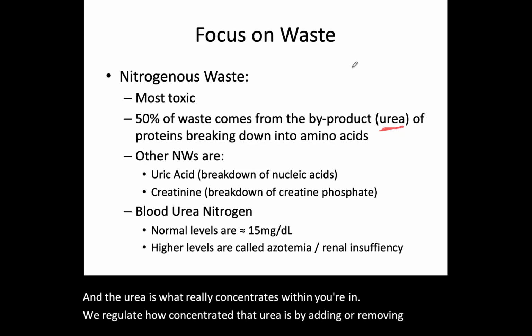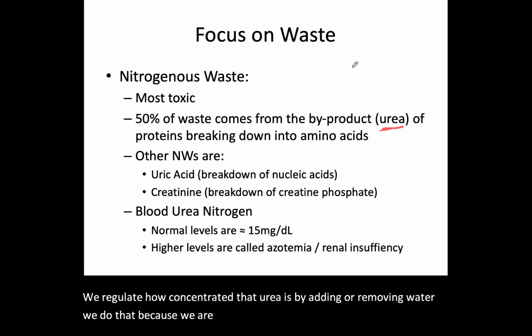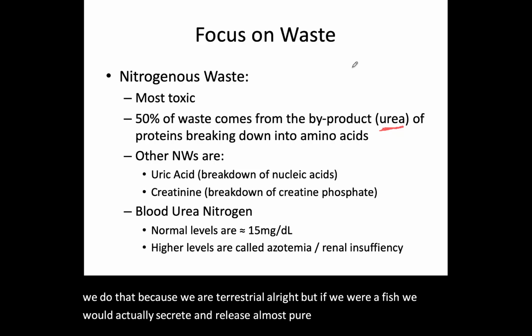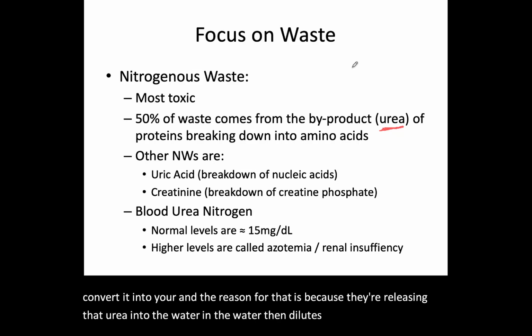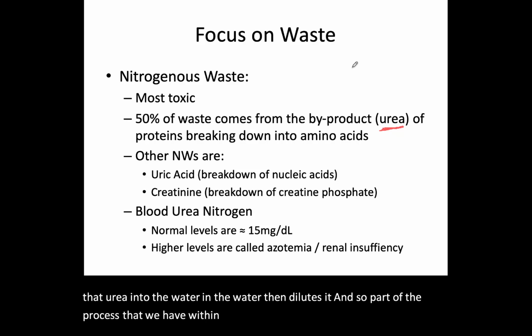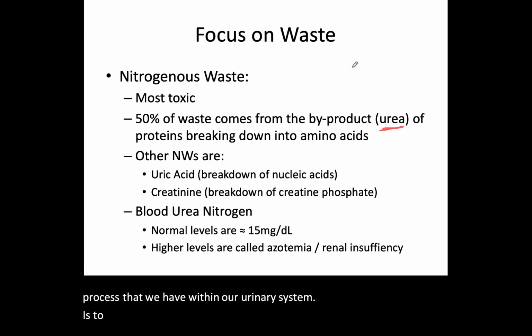We do that because we are terrestrial. All right. But if we were a fish, we would actually secrete and release almost pure urea. We wouldn't have to convert it into urine. And the reason for that is because they're releasing that urea into the water, and the water then dilutes it. And so part of the process that we have within our urinary system is to go ahead and actually dilute that urea. All right. We also have uric acid.